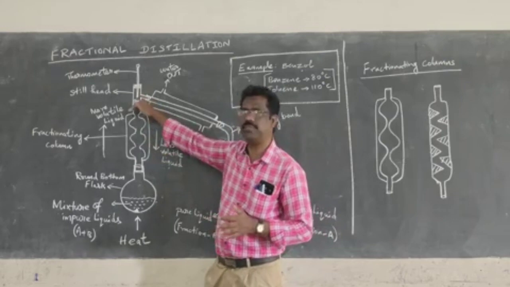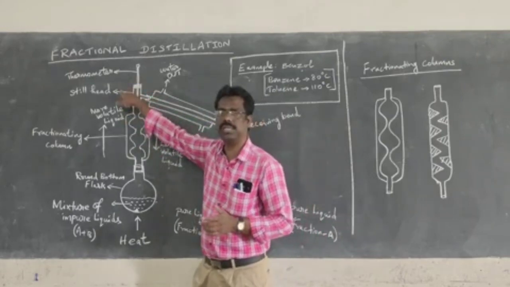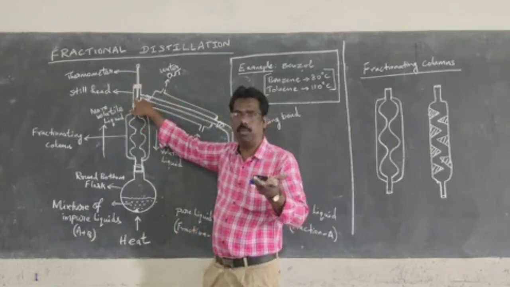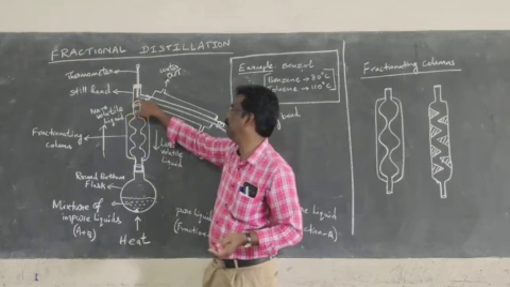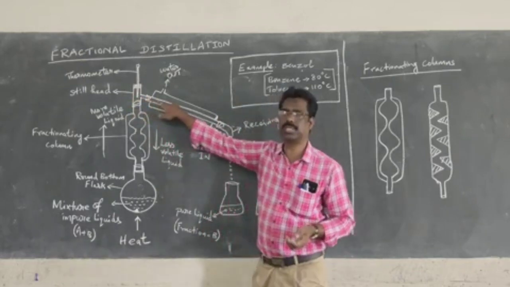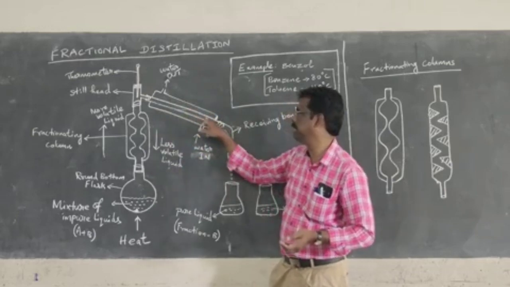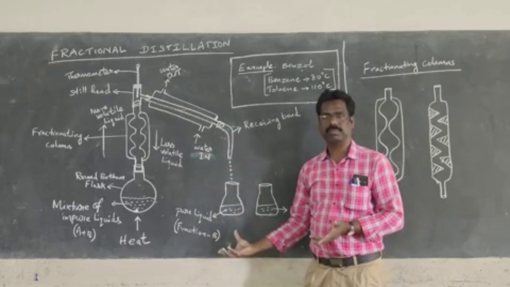Now, after crossing the fractionating column, only benzene alone passes through the still head. And here the thermometer will obviously show 80 degrees because of the benzene boiling point. The benzene vapor alone passes through this condenser, and because of this outer cold water circulation, benzene gets condensed and collected as a pure liquid.